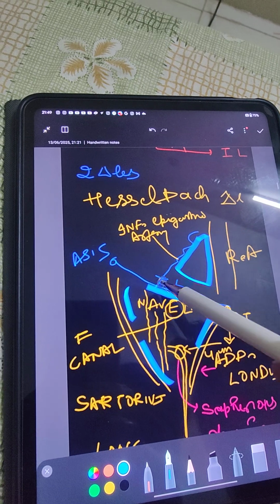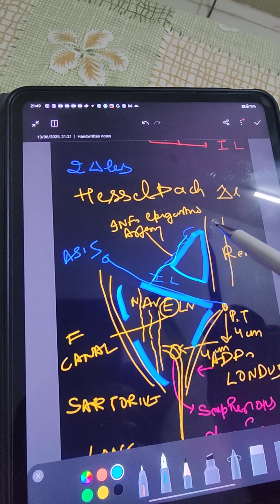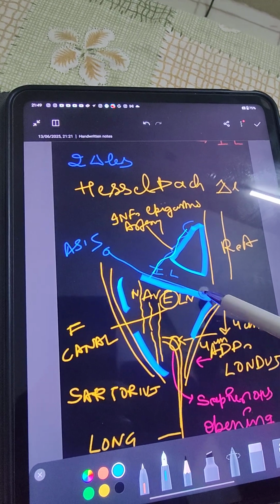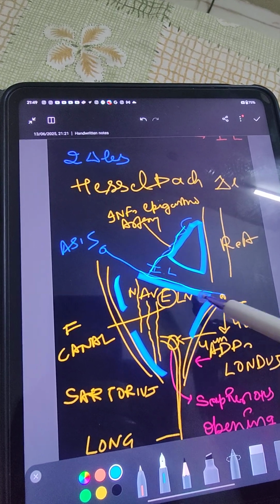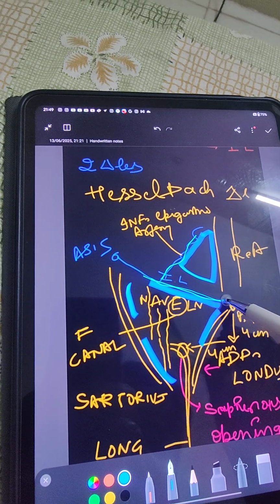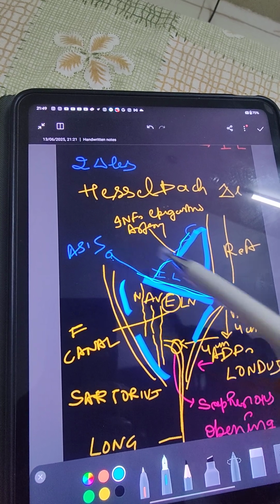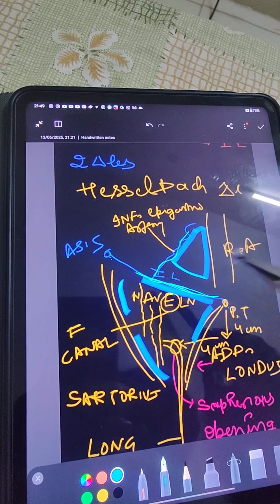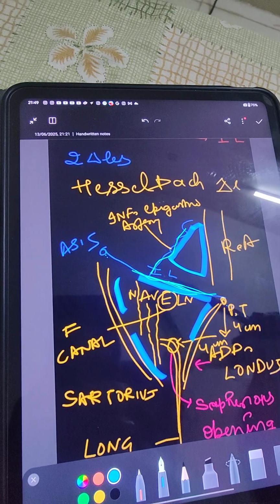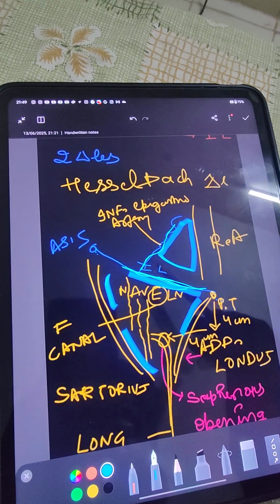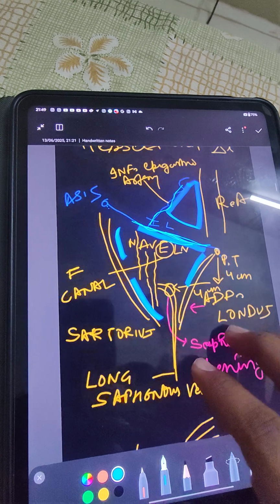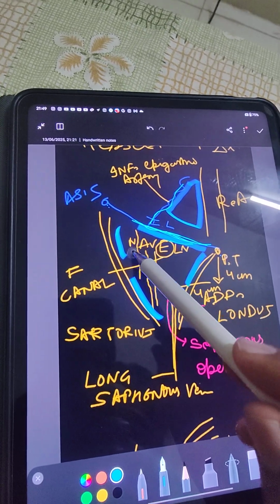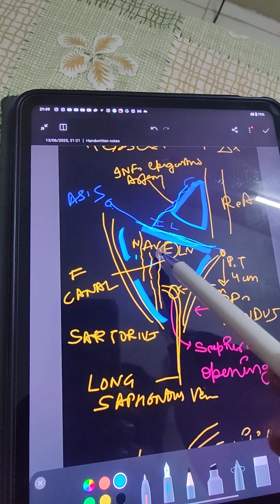Hesselbach triangle boundaries will be inferior epigastric artery, lateral border of rectus abdominis muscle, and यहाँ third boundary will be inguinal ligament. This is the inguinal ligament attached from ASIS to pubic tubercle. This inguinal ligament is the continuation of which muscle? External oblique muscle. In femoral triangle, we will find the femoral nerve, femoral artery, femoral vein.